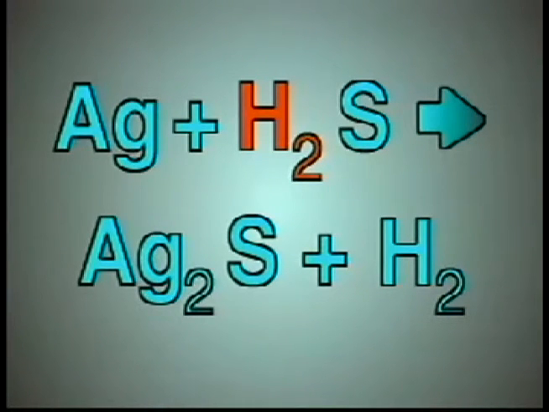While two atoms of hydrogen on the reactant side of the equation on the top line are balanced by two atoms of hydrogen on the product side of the equation on the bottom line, and one atom of sulfur on top is balanced by one atom of sulfur on the bottom, the number of atoms of silver, symbolized by Ag, do not balance. To do this, we need to change the coefficients.